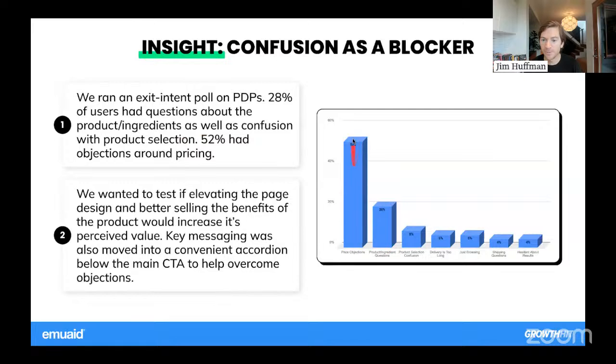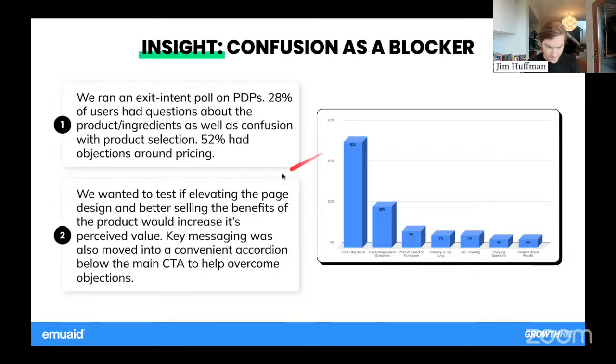We knew price was one, but look, 20% of people wanted to know about the ingredients going into this. That is very significant. So a lot of product questions going on here. And then 8% are just confused on which product to pick because these people have eczema, these people have funguses, these people have things going on where they're like, please help.